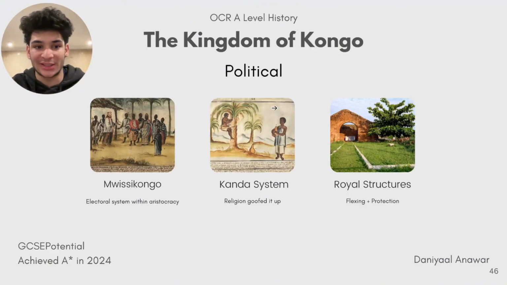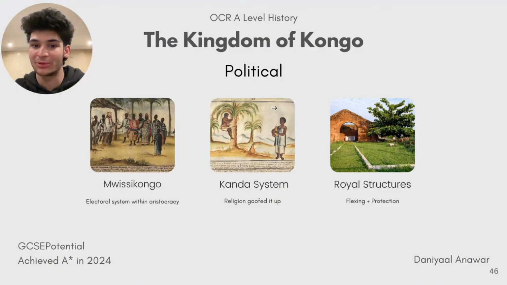The next thing was the Kanda system. As we touched on earlier, it led to the rise of the Congo Empire. The issue with it, though, is religion goofed it up. So when the Portuguese came into Congo, they were Catholic, so they spread Catholicism. The issue is polygamy is banned in Catholicism, and yet the Kanda system basically relied upon polygamy. So that caused a lot of chaos, right? Because you can't subscribe to something and not practice it, arguably.